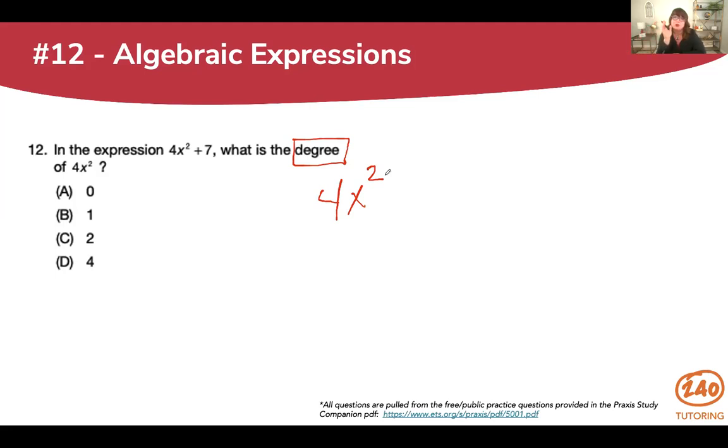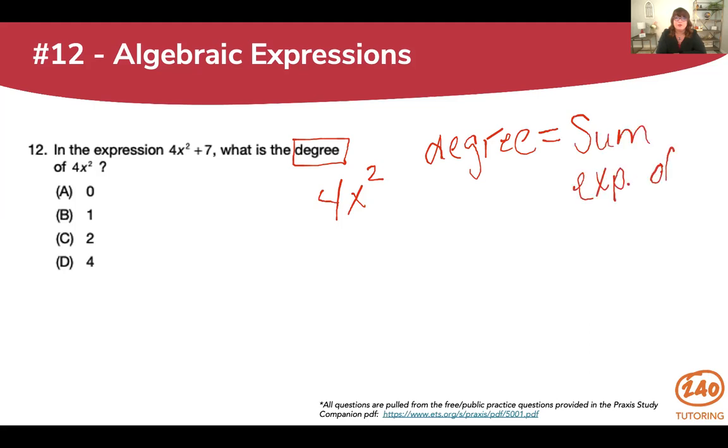So the rule for finding the degree of a monomial, which this is, and don't get hung up on that term, all right? To find degrees, it's the sum of the exponents of the variables. I'm going to say that one more time. To find the degree, it's going to be the sum of the exponents of all variables. All right, so those are our letters, if you're unsure what the variables are.